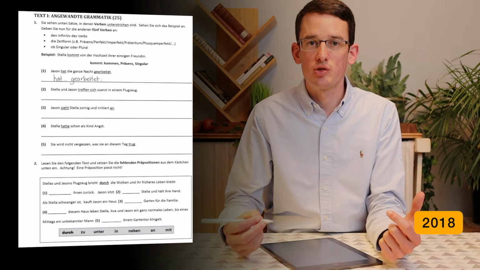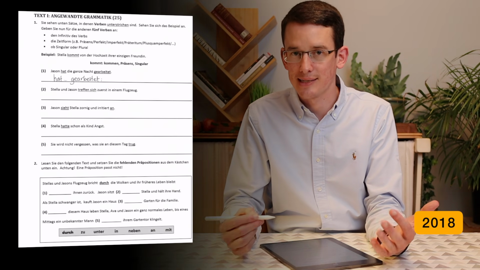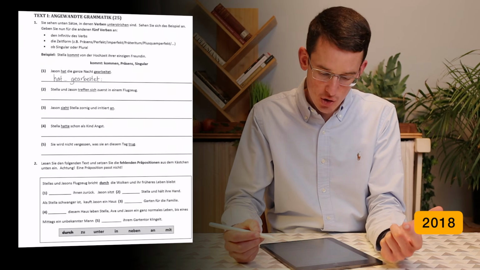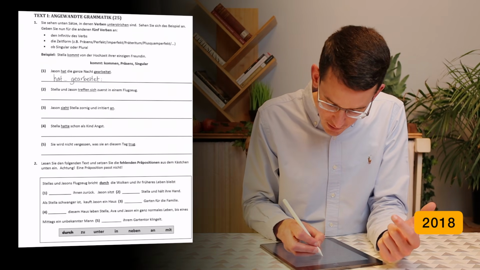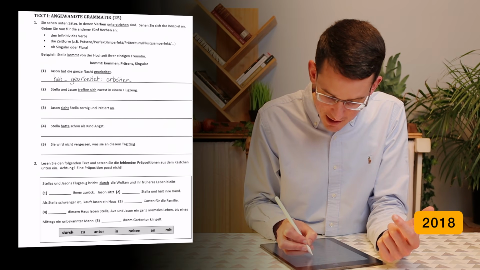Now, one thing that throws students sometimes is they look at this and they think, oh, is this two verbs or one? Is it haben and arbeiten? And no, the answer is no, it's not. It's just arbeiten. And we know that the infinitive of gearbeitet is just arbeiten. So that's the first thing we're asked to do.